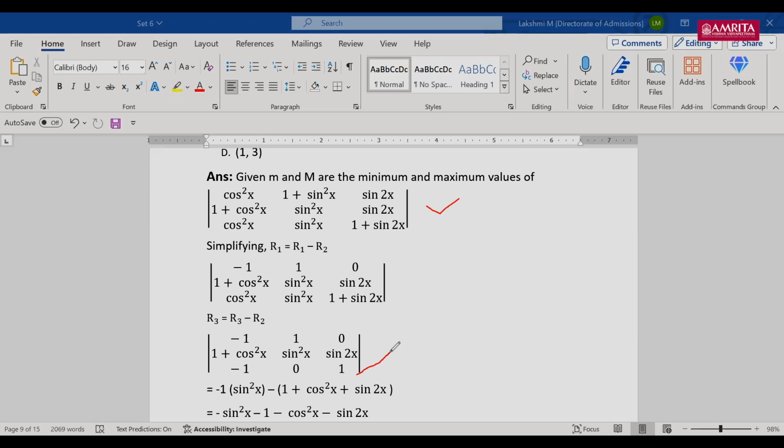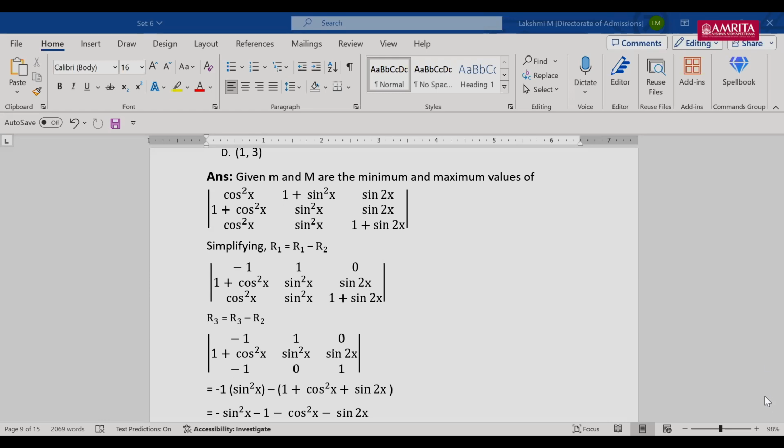Whenever you are answering these types of questions, you can think of changing two rows or two columns to the simplest form possible. And with the third one, you will be able to solve the question. This is how you should think.